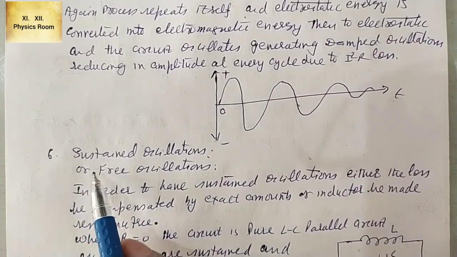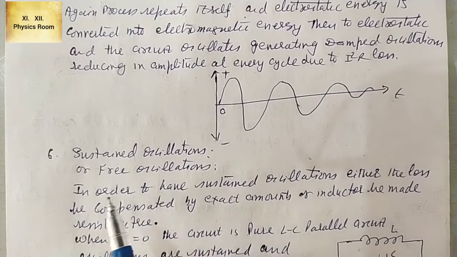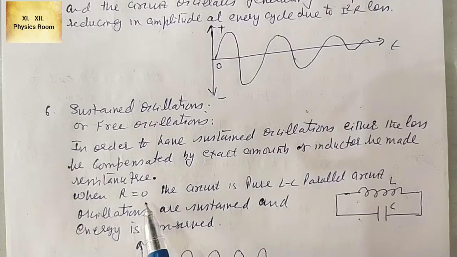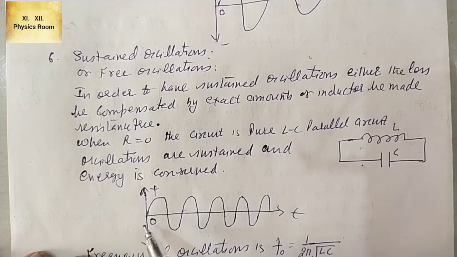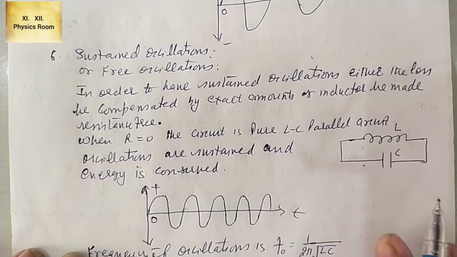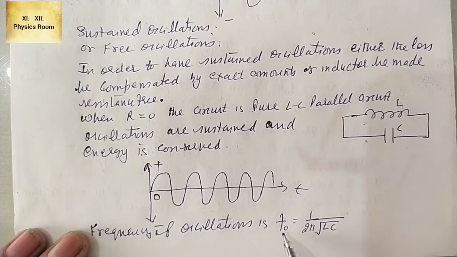Sixth point, sustained oscillations. How can we have sustained oscillations, that is free oscillations? In order to have sustained oscillations, either the loss must be compensated by exact amounts or the inductor must be made resistance free. Now when R is 0, the circuit is a pure LC parallel circuit without R. So oscillations are sustained and energy is conserved. The oscillations of constant amplitude are available to us. The frequency of oscillation is f0 equal to 1 by 2 pi root LC.